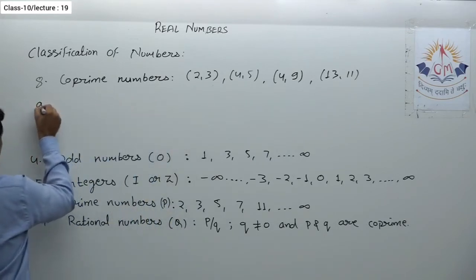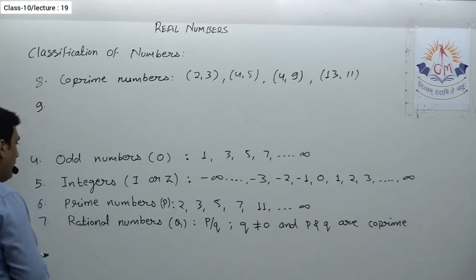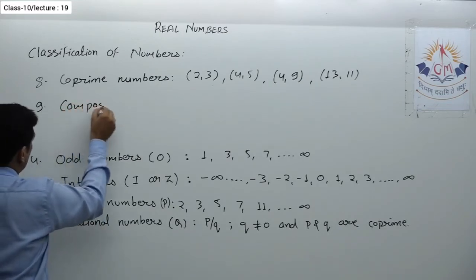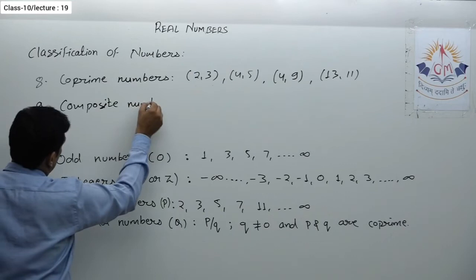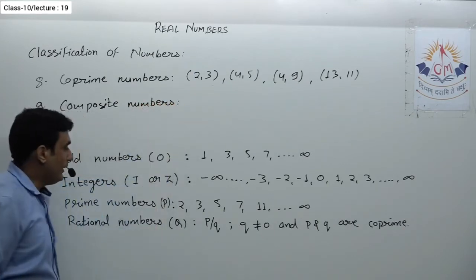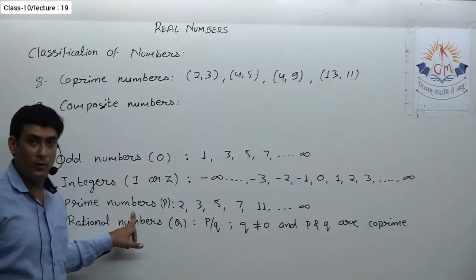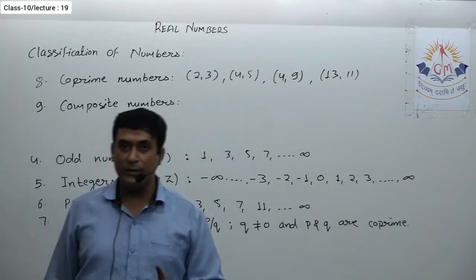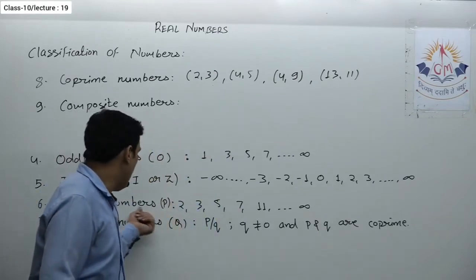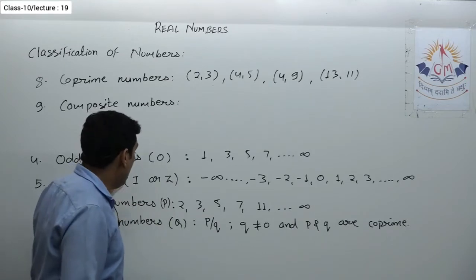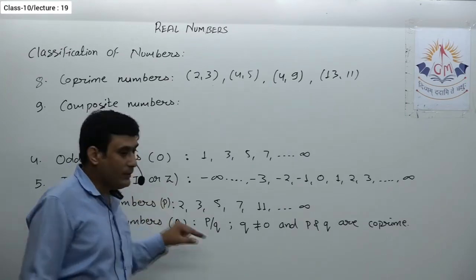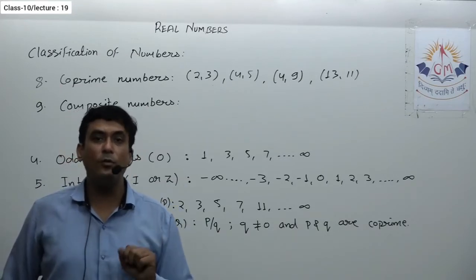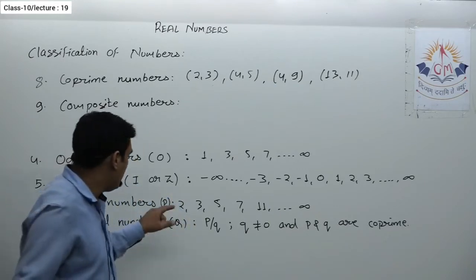Okay, this is okay. Then after co-prime, next we can say composite numbers. So composite numbers are almost the opposite of prime. A prime number is divisible by 1 and itself only, or we can say a number which has exactly 2 factors is a prime number.